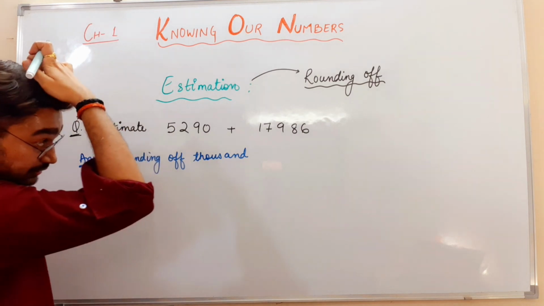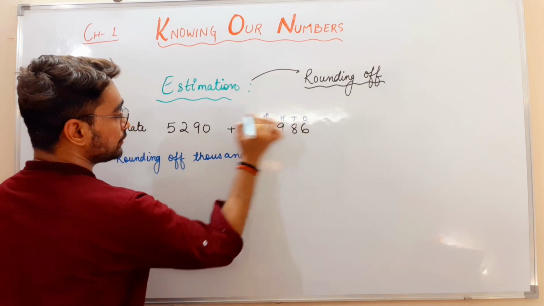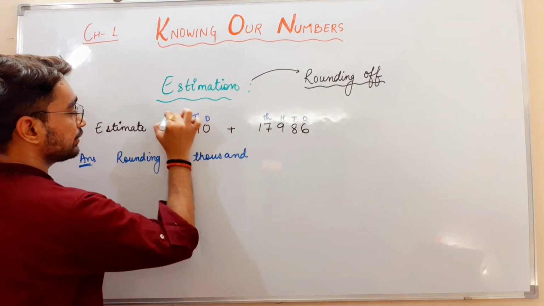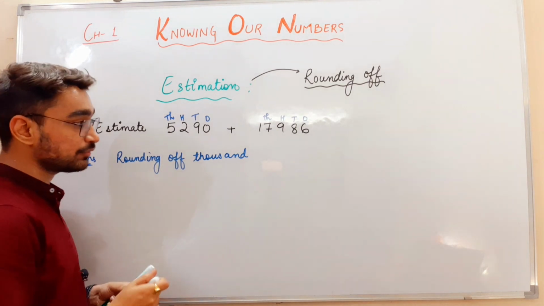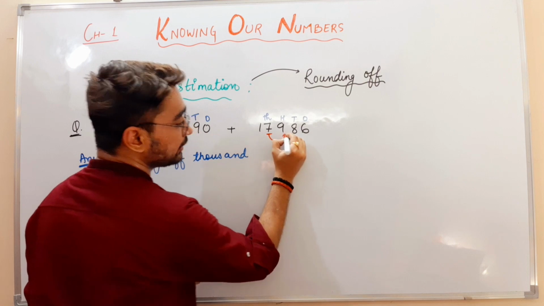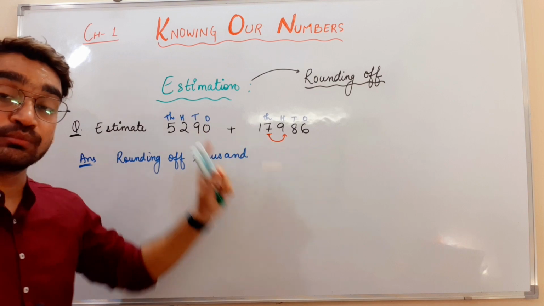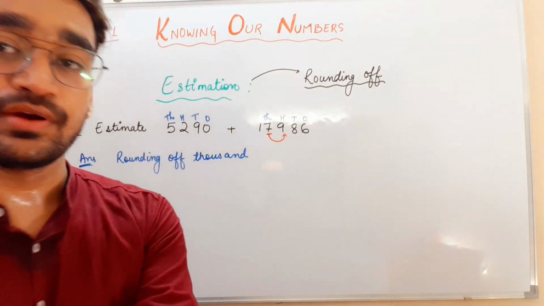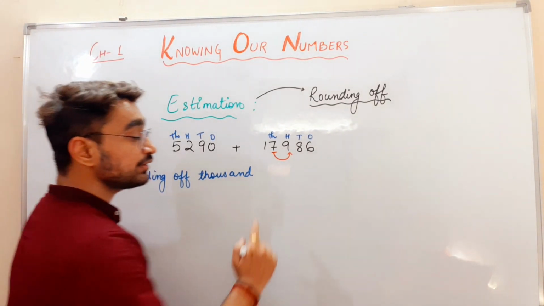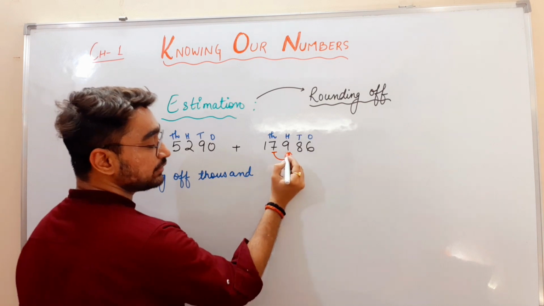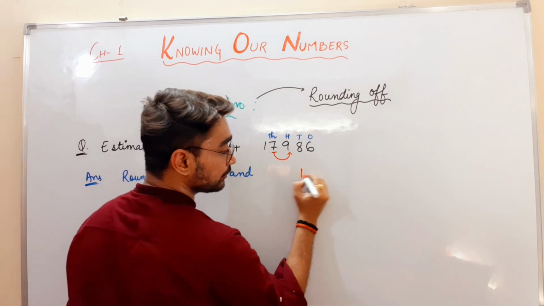For the sake of easiness, I am writing here ones, tens, 100, 1000. If I want to round off anything nearest to 1000, I have to look at the digit in the 100 place. If it is 5 or more, what will happen? We have to move forward towards the next 1000. So if it is 9, what is the next 1000 after 17,000? It will be, very good, 18,000.